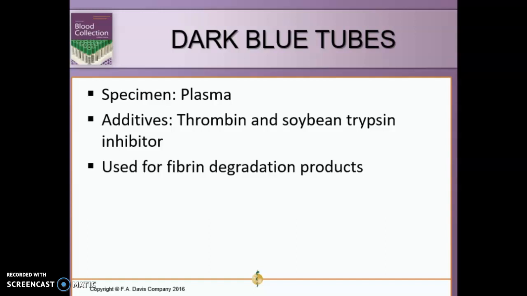The dark blue tubes contain the soybean trypsin inhibitor and thrombin, and they're used to collect samples for fibrin degradation products. The specimen is plasma. It's a thrombin and soybean trypsin inhibitor.